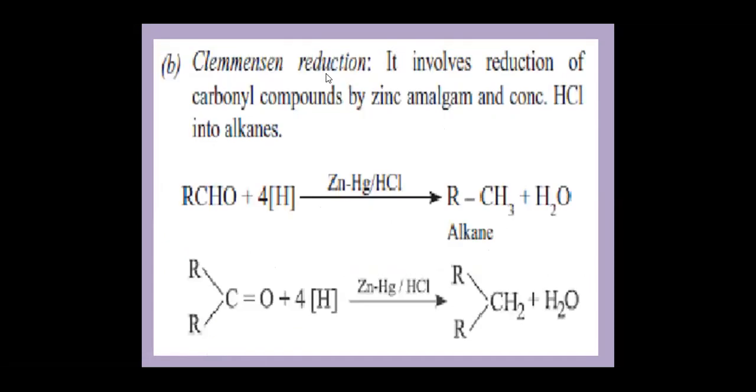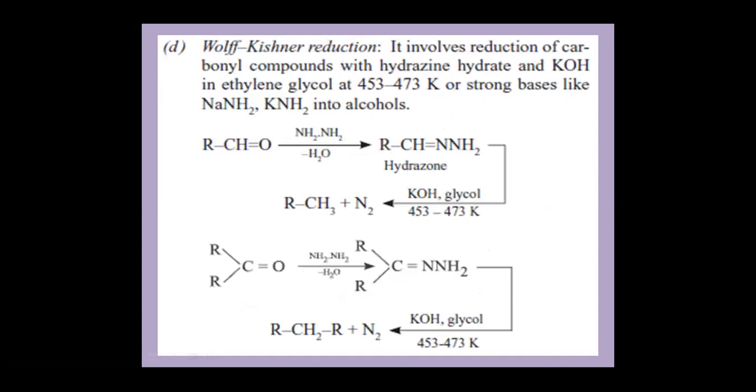Clemmensen reduction: aldehydes on reduction using zinc amalgam and HCl give aliphatic hydrocarbons such as alkanes. Wolff-Kishner reduction: aldehydes on reduction using hydrazine hydrate and potassium hydroxide in ethylene glycol at 453 to 473 Kelvin give aliphatic hydrocarbons such as alkanes.